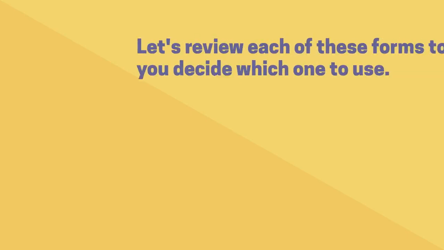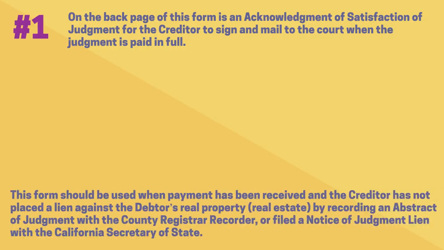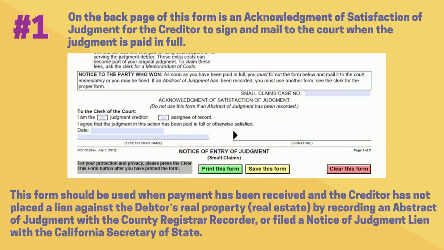Let's review each of these forms to help you decide which one to use. When the court awards a judgment, a Form SC-130, Notice of Entry of Judgment, is mailed to all parties in the case. Page 1 of the form lists the date the judgment was entered, the party who was awarded the judgment, and the amount of the judgment. On the back page of this form is an Acknowledgement of Satisfaction of Judgment for the creditor to sign and mail to the court when the judgment is paid in full.